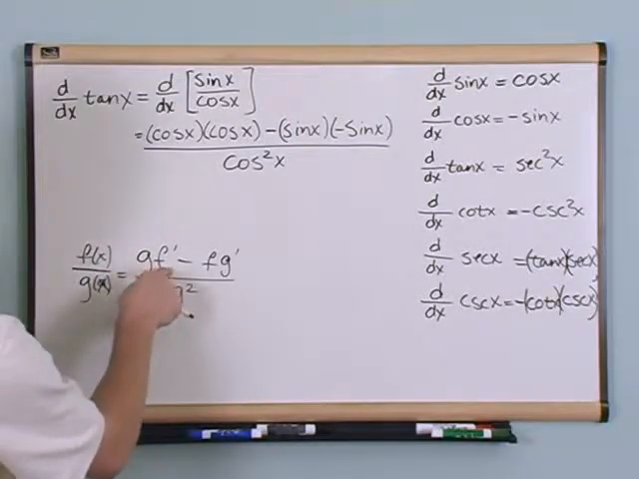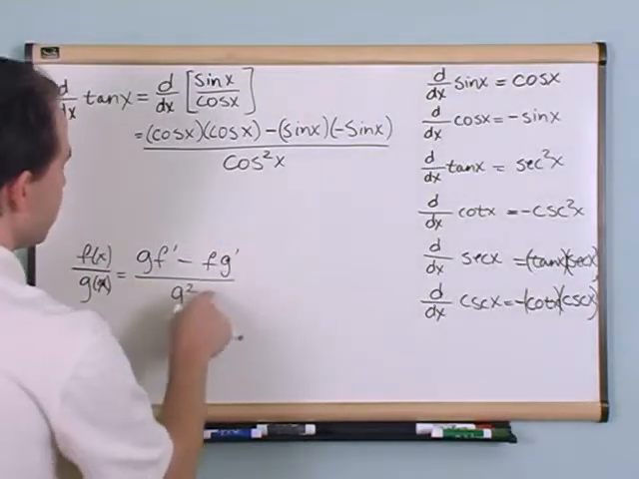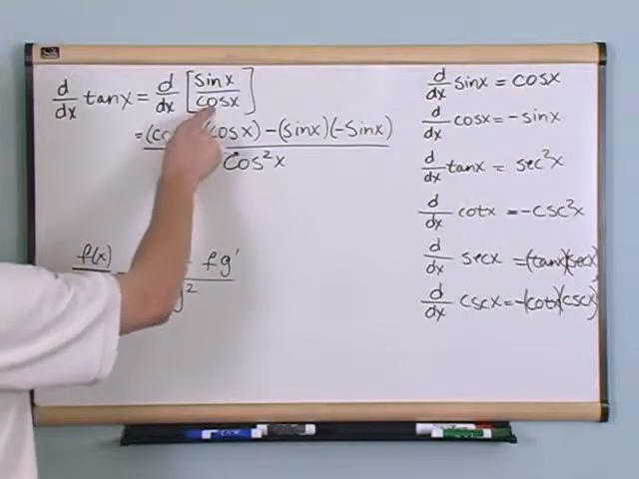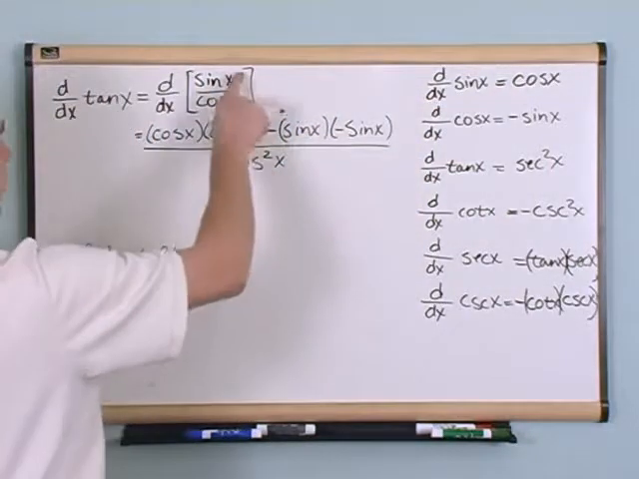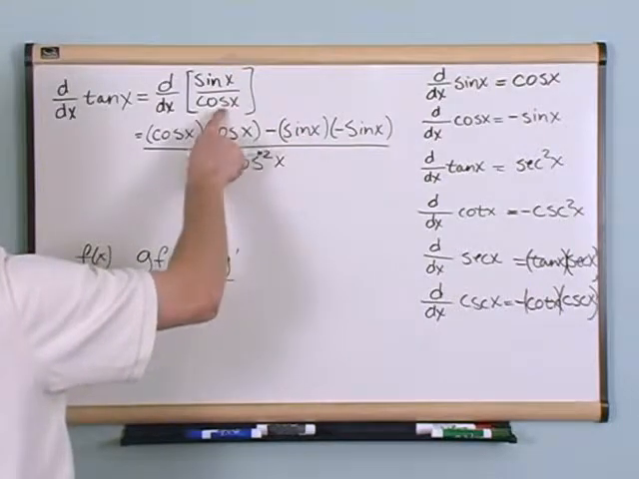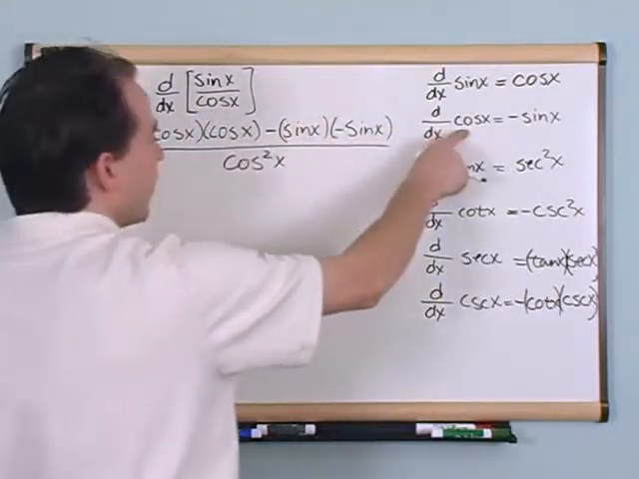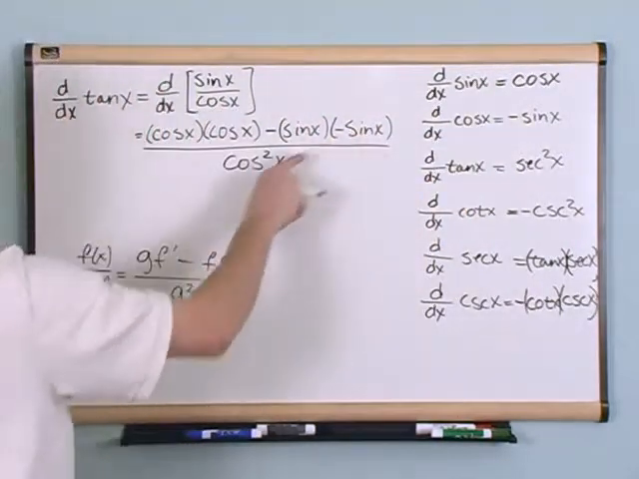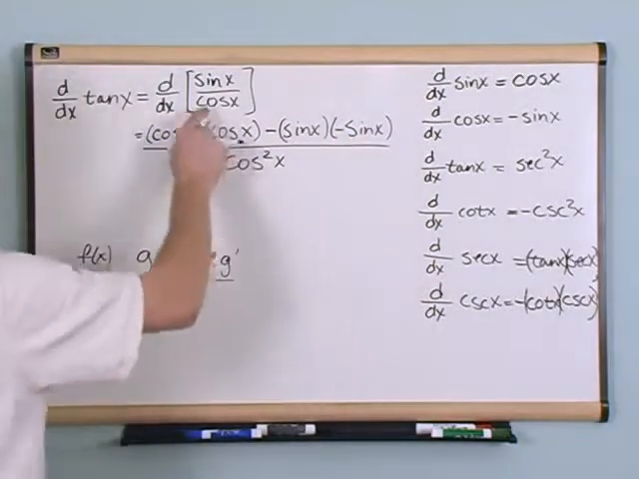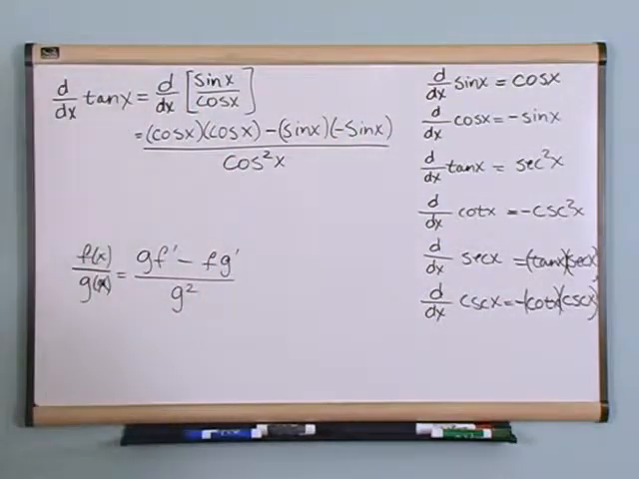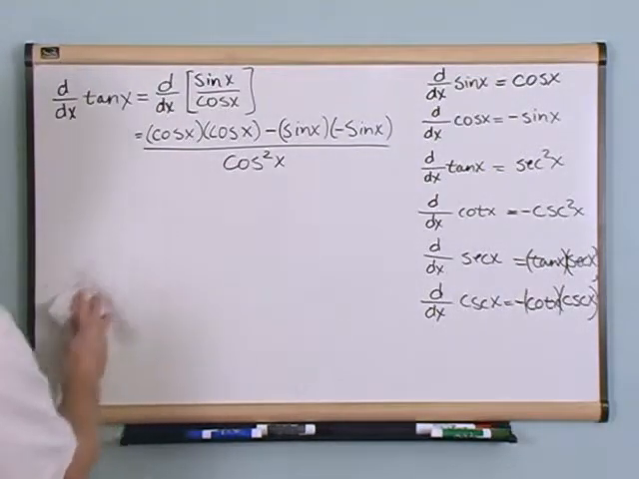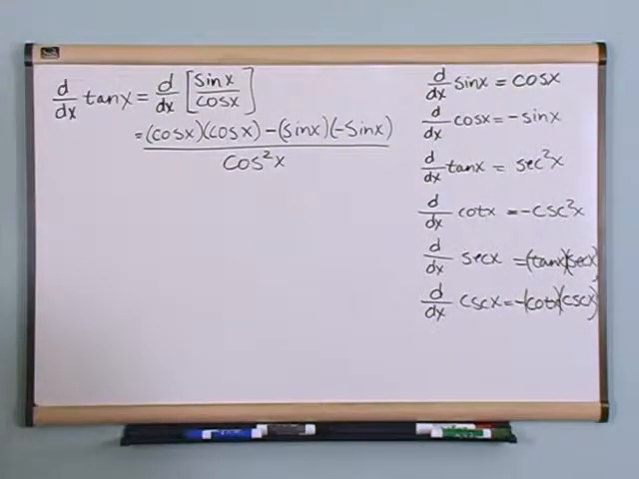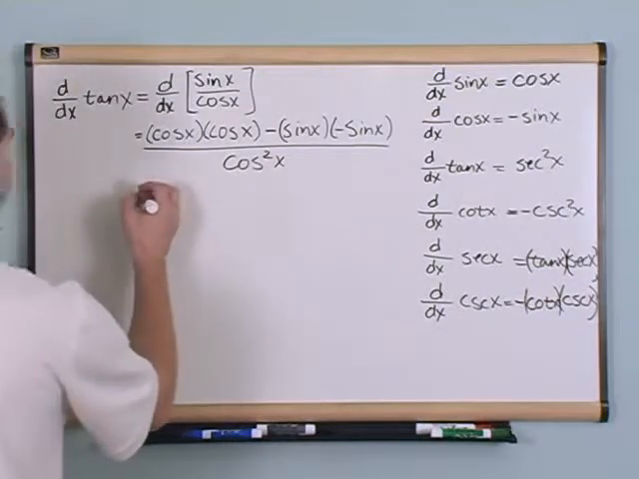Bottom times the derivative of top minus top times the derivative of bottom over the bottom squared. Bottom times the derivative of the top, derivative of sine is cosine, minus the top, which is this, times the derivative of the bottom. Derivative of the bottom is minus sine of x divided by the bottom squared. Excellent. Now I'm going to get rid of this. We don't need this anymore. We've used that formula. Now all we have to do is simplify this.